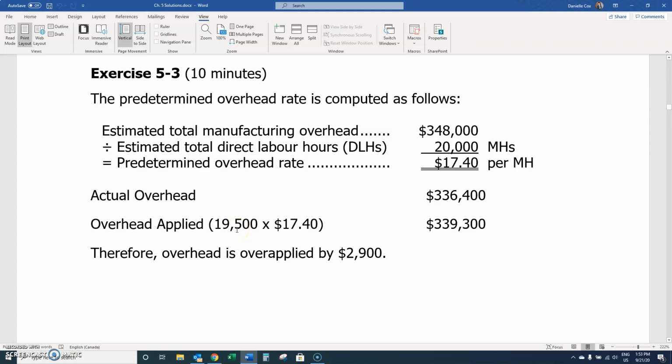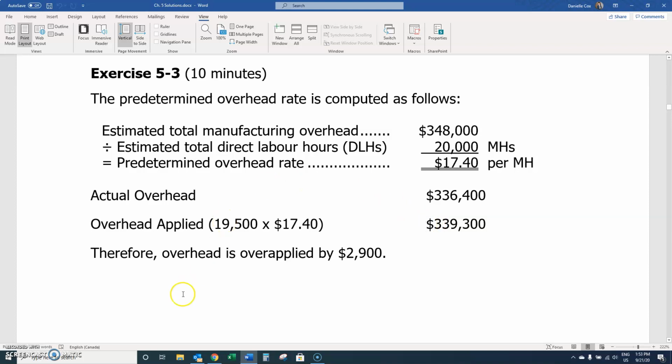That means that as each job was completed during the year, we would have applied this many hours worth of overhead. So it was 19,500 times the amount we calculated here, $17.40. So that means during the year, $339,300 of overhead was applied.